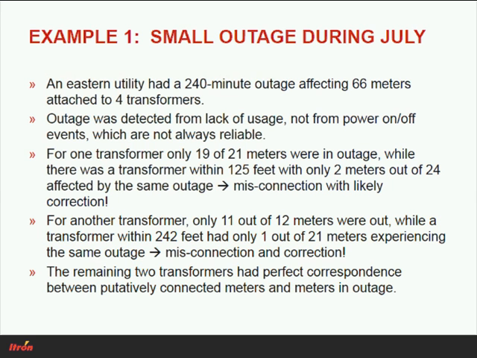For another one, 11 out of 12 meters were out, and another transformer within 242 feet had 1 out of 21 meters experience an outage. And once again, this is strong circumstantial evidence that 1 meter should have been on the original transformer and not on the one that was 242 feet away.